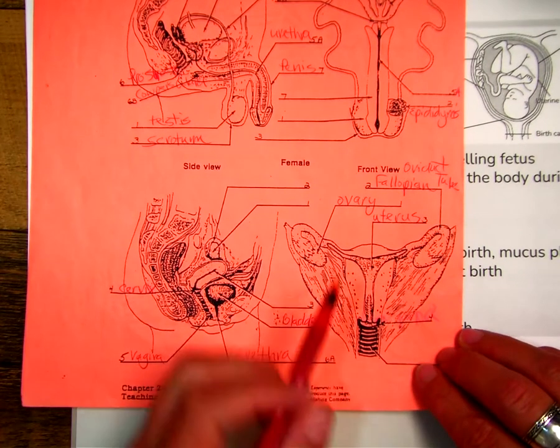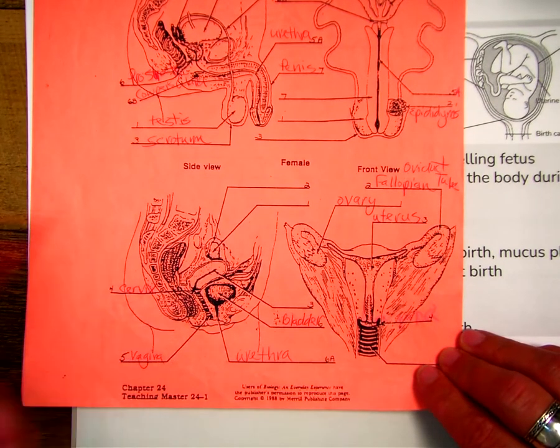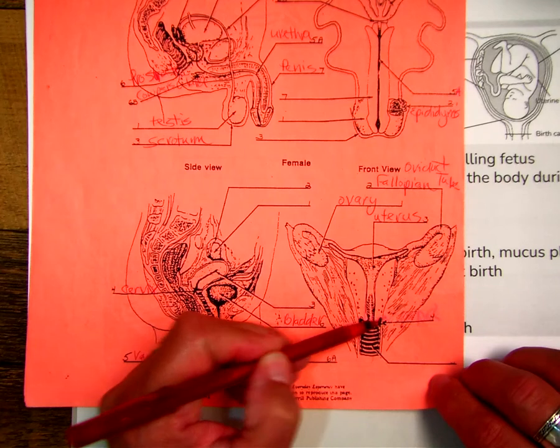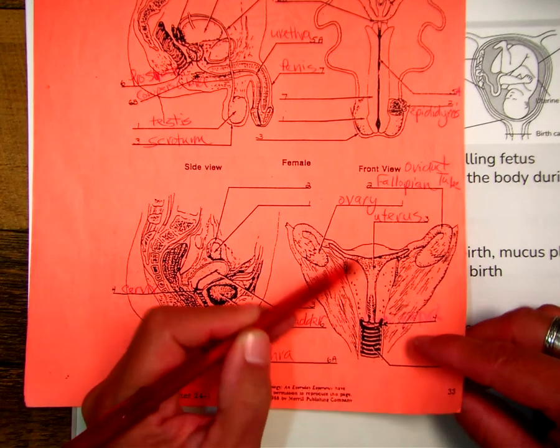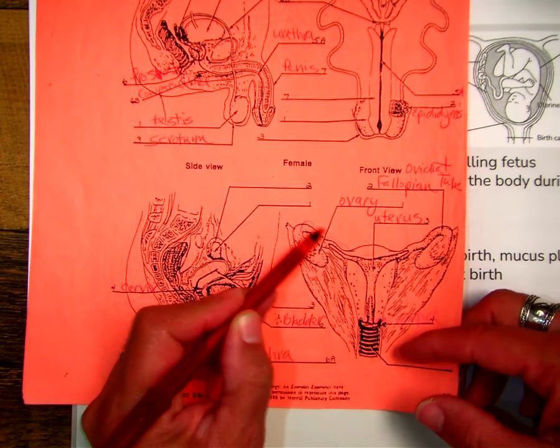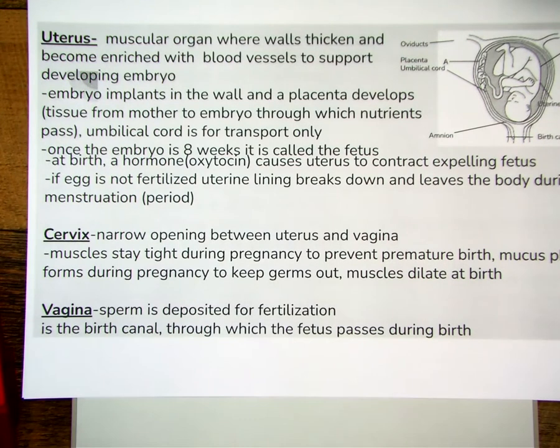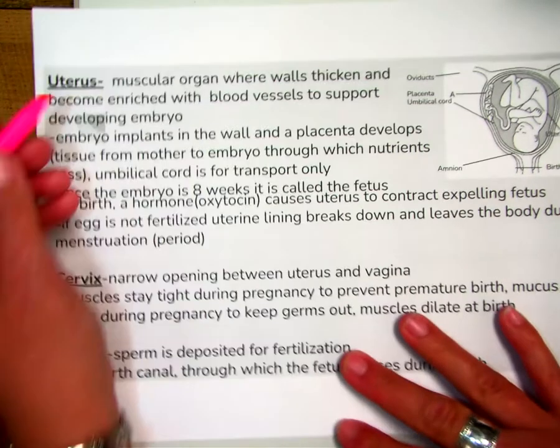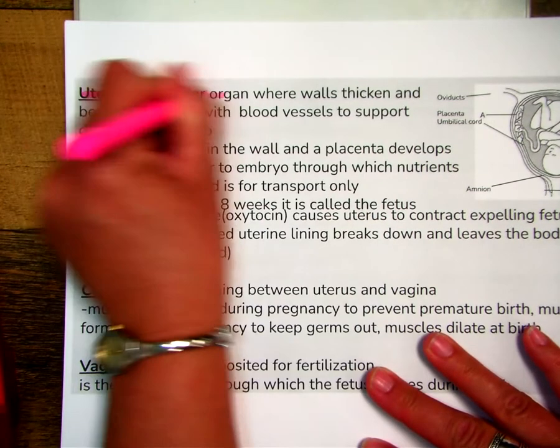All right, so let me go back to my diagram. So here's another version of it. It's good to be flexible with all these different diagrams. There's the vagina, the cervix, there's the uterus, the oviducts, or fallopian tubes, and there's your ovary. The uterus is a muscular organ. It's very strong.